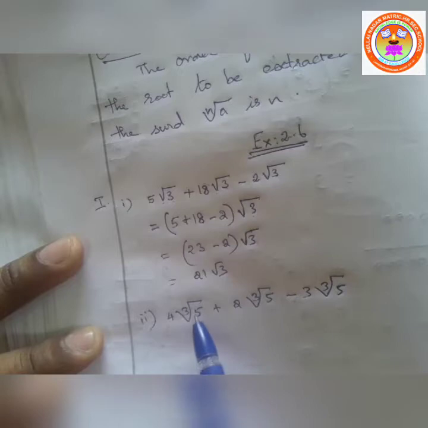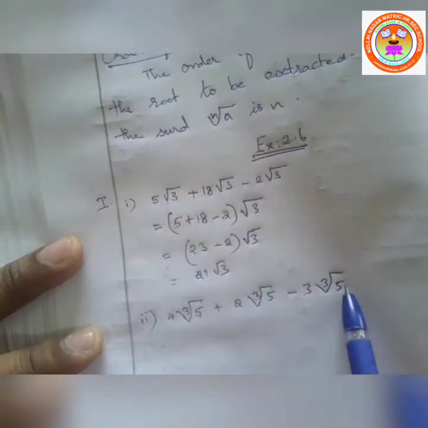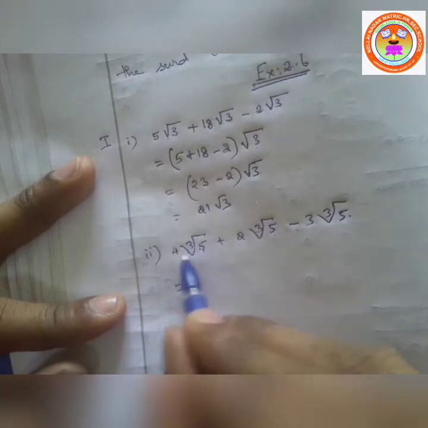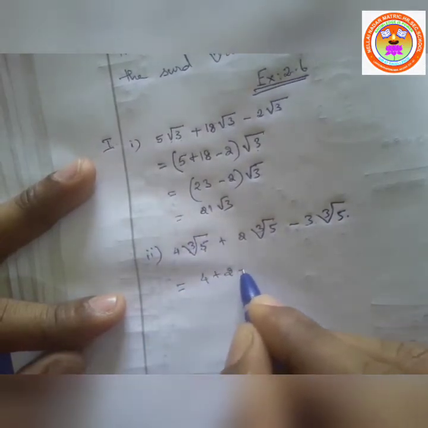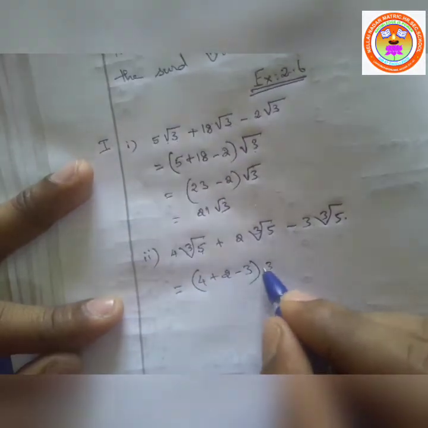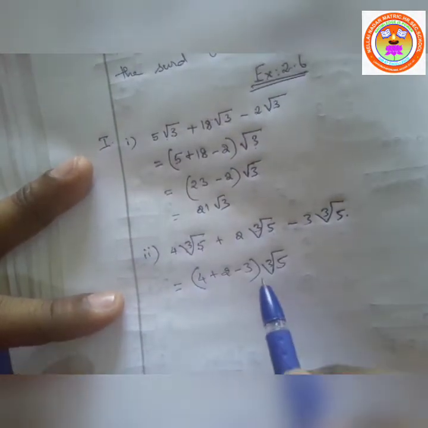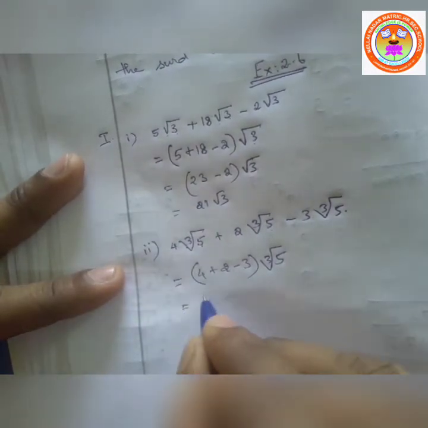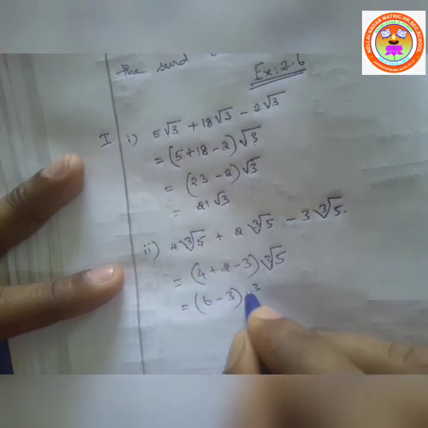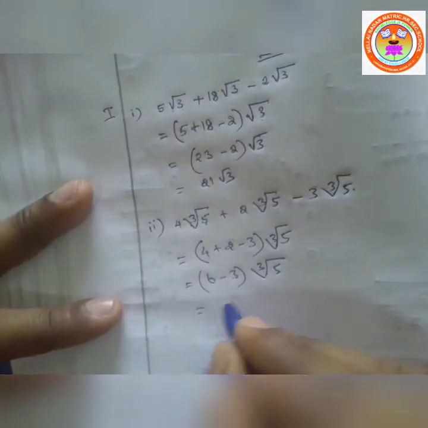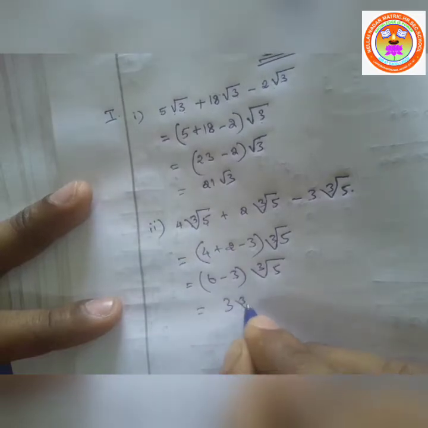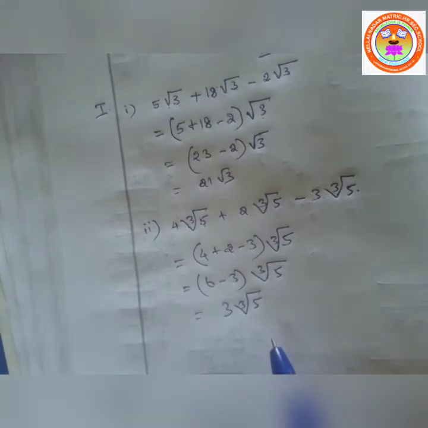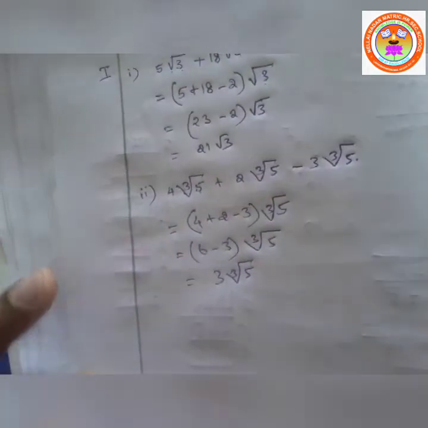Look at here. This is also cube root of 5, cube root of 5, cube root of 5. So now what we have to do, we have to add the numbers before the surds: 4 plus 2 minus 3 cube root of 5. Are you able to understand what I am doing? Yes. Now 4 plus 2 is 6. 6 minus 3 cube root of 5. 6 minus 3 is nothing but 3 cube root of 5. 3 cube root of 5 is the answer. Are you able to understand? Now we'll move on to the next sum.